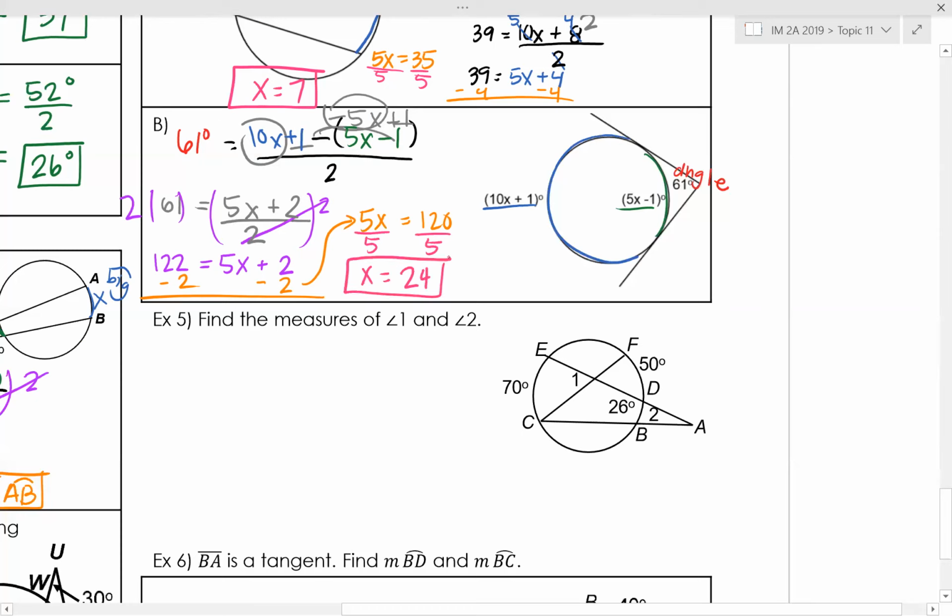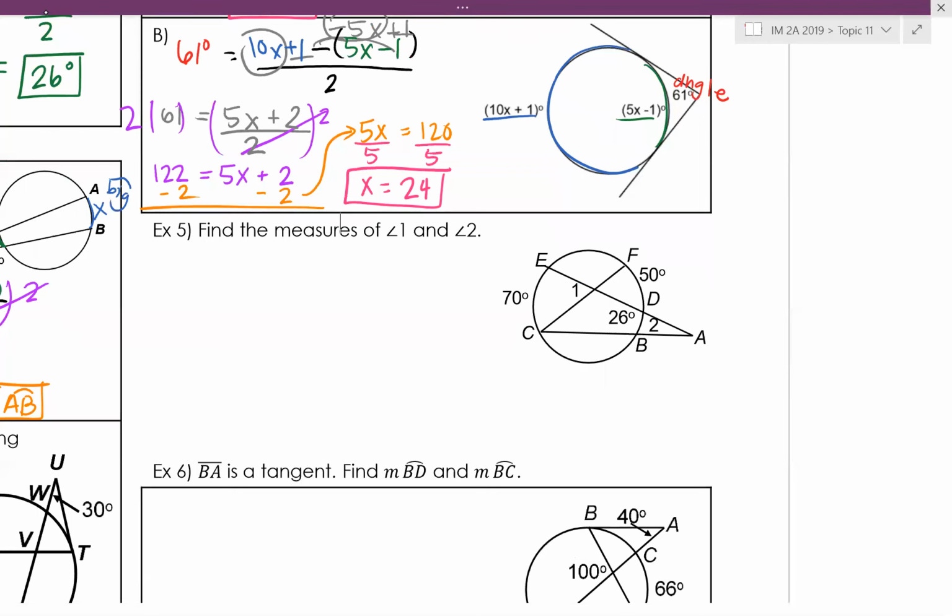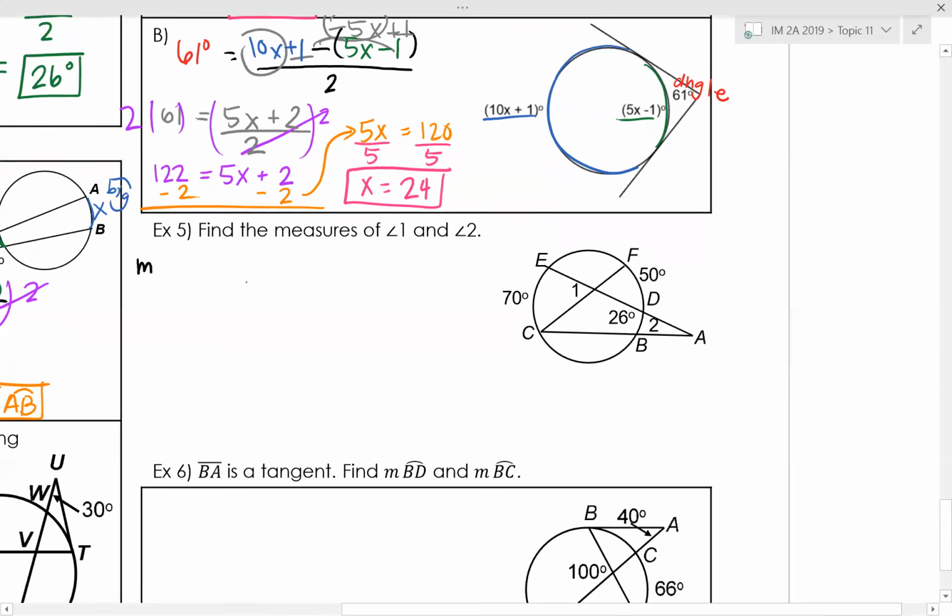And the last one that we're going to do for this lesson is example 5. And the reason I want to do this is because it's a mixture of the two. So angle 1 is inside the circle, and angle 2 is outside the circle. So to find the measure of angle 1, we're using the inside formula, which is the sum formula. To find the measure of angle 2, we're using the outside formula, which was on this lesson, the subtraction formula.